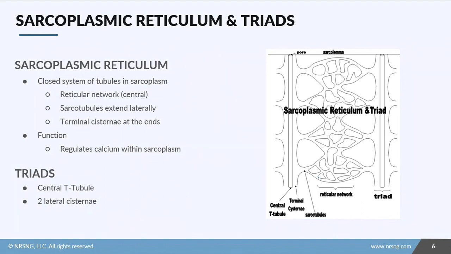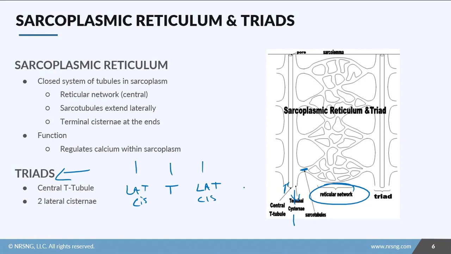There's a central network on the inside called the reticular network, which is here. As you move lateral, you end up getting into these things called sarcotubules, and then at the end is the terminal cisternae. The terminal cisternae are part of the triad. You've got two lateral cisternae, one here and another one here, and then you have the central T tubule. Because there are three parts, 1, 2, and 3, it's called a triad. One of the responsibilities of the sarcoplasmic reticulum is to regulate the amount of calcium in the sarcoplasm, and it does this with calcium channels.